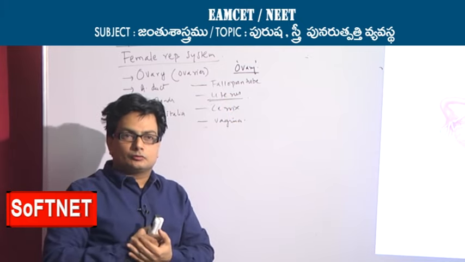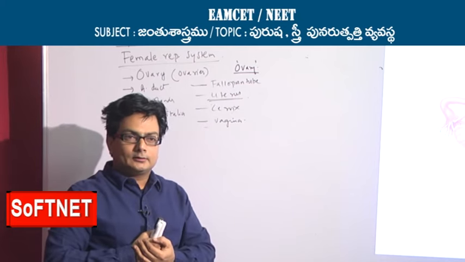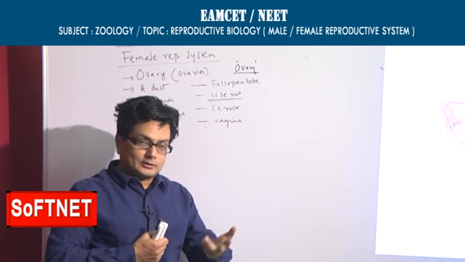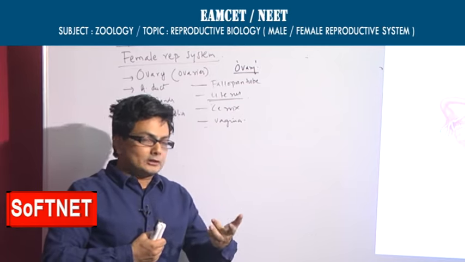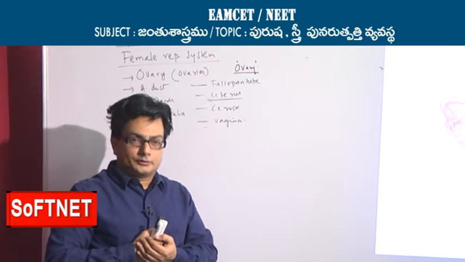I already spoke to you about the functions of the fallopian tube: transportation of ovum, transportation of secondary oocyte, fertilization of the ovum, and then transportation of the early stages into the next called the uterus.